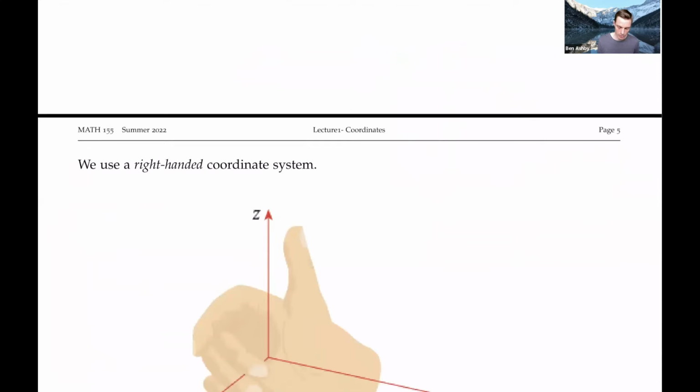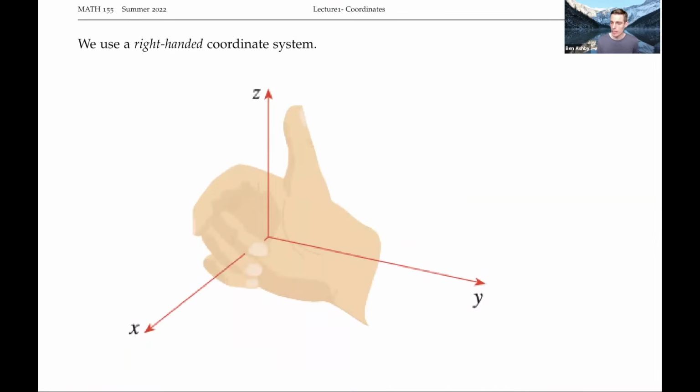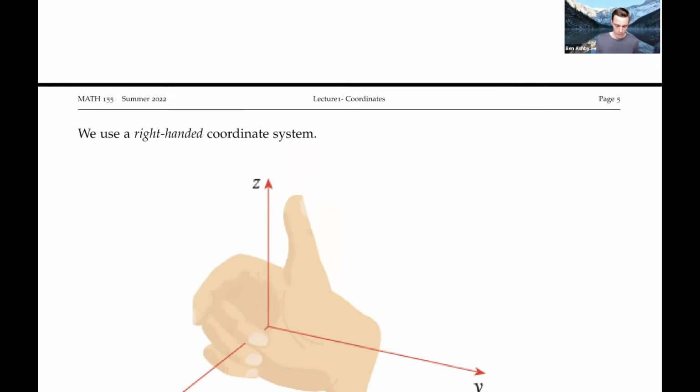We're going to be using what's known as a right-handed coordinate system. And the way you can do this is by using your right hand and pointing your fingers along the x-axis and then curling them in the direction of the y-axis. So I'll do it this way around. You curl them in the direction of the y-axis, and then your thumb is pointing in the z direction. That's how you know that we're in this right-handed coordinate system.